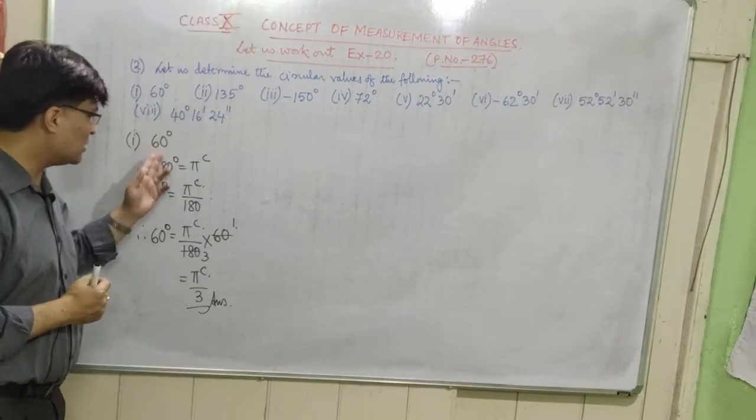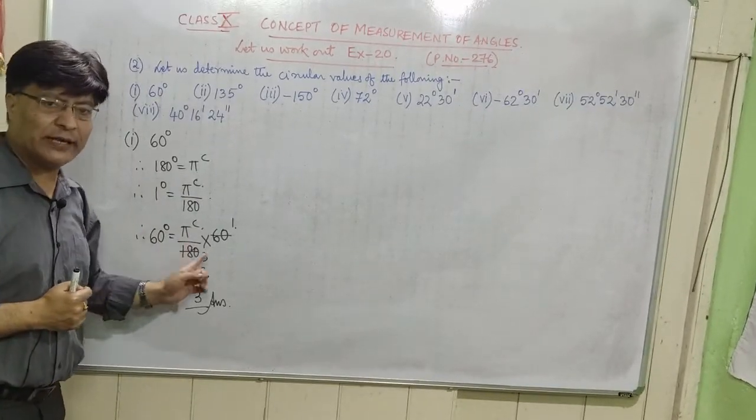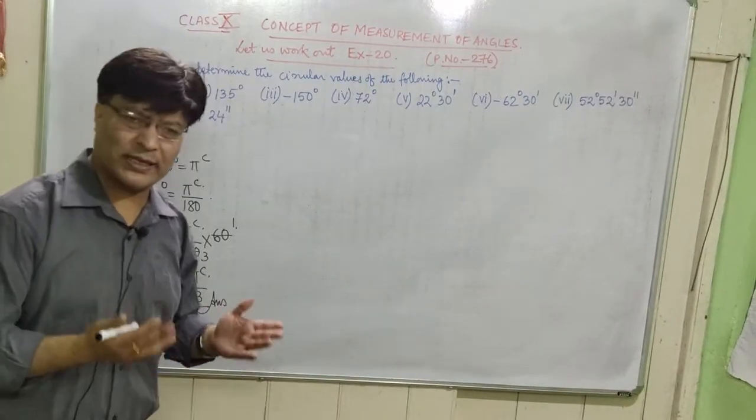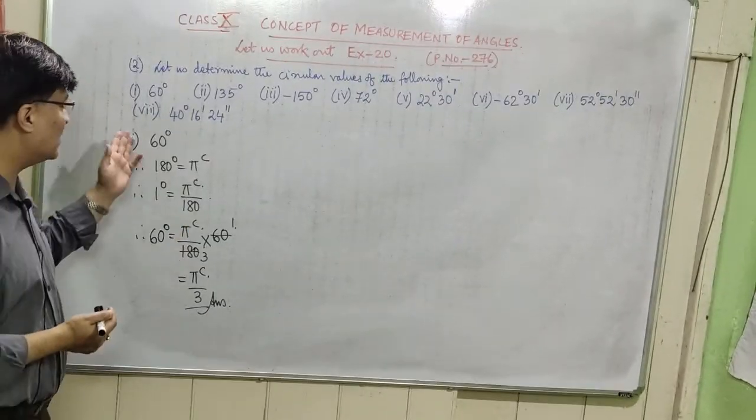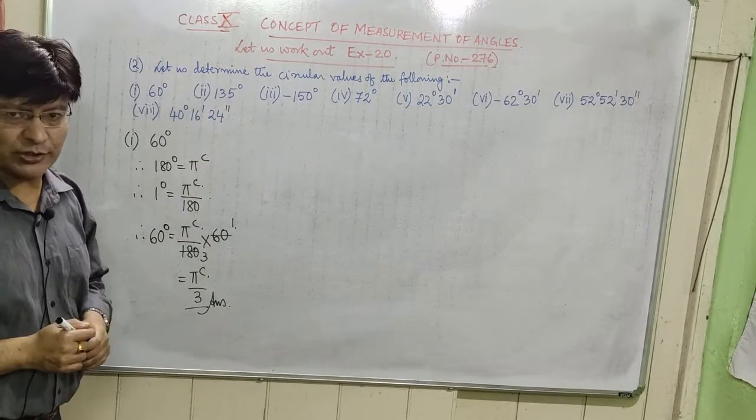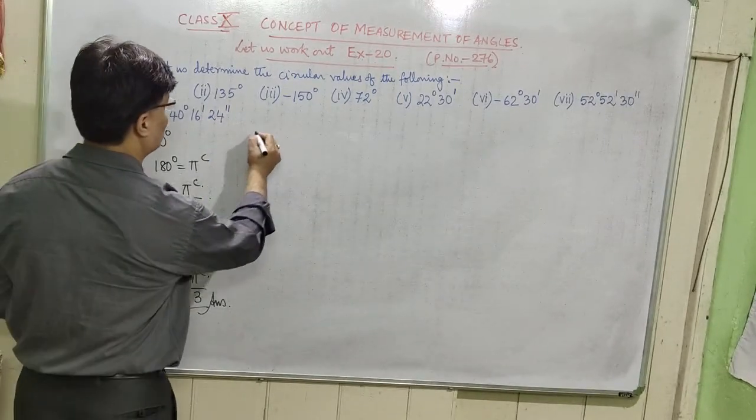So what is 60 degree in terms of radian? It is pi radian divided by 3. So that is your answer. That is the angle in terms of circular measure. Okay. So similarly you can do number 2.